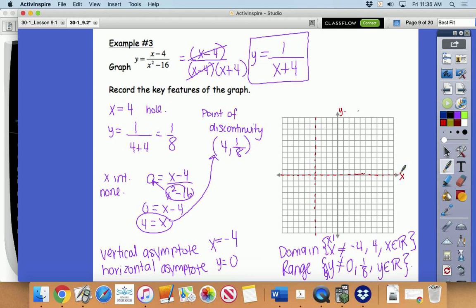So guys, we're going to draw our vertical asymptote and our horizontal asymptote at y equals 0. Those are the dotted lines.